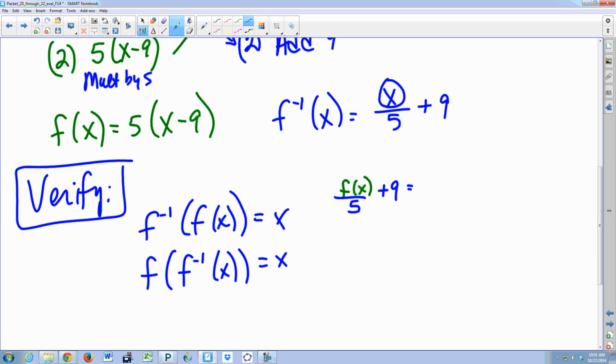So let's see. What's f of x now? Oh yeah, f of x is this green thing over here. So I have 5 times x minus 9. That's my input. I divide it by 5, and I add 9 to it. Okay, so how do I simplify that? Can someone help me simplify that? Isabel, do you have your hand up, or you're just playing with your hair? Whichever, okay. 5 divided by 5 gives me 1.